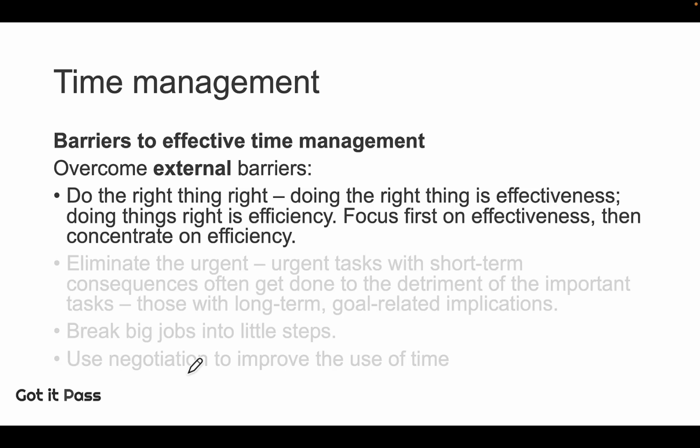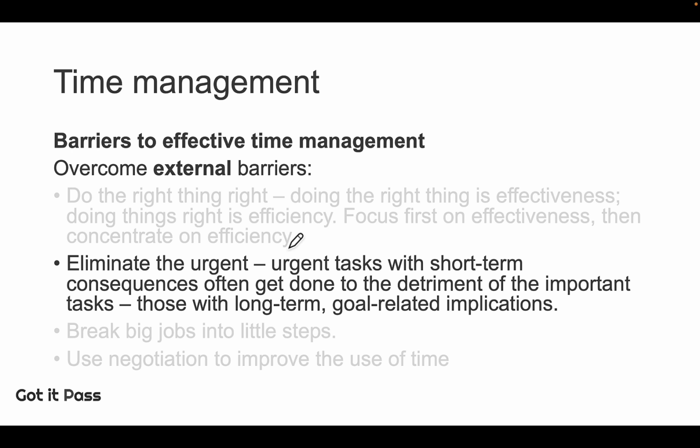Do the right thing right. First of all is to do what is right, or do the thing that should be done in the right way. Doing the right thing is effectiveness. Doing things right is efficiency. Focus first on effectiveness, then concentrate on efficiency. So the message is very clear: focus first on effectiveness, that is doing the right thing, and then concentrate on efficiency. Doing things right is different. First is doing the right thing, and then doing things right.